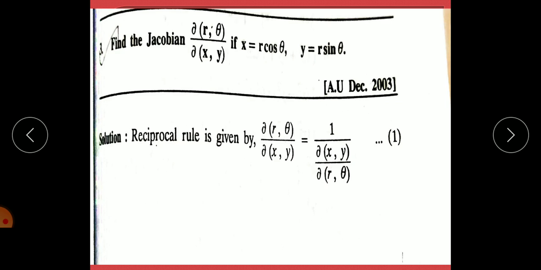Next, we move on to problems based on the properties and definition of Jacobian. Find the Jacobian dou of (r, theta) divided by dou of (x, y) if x equals r cos theta and y equals r sin theta. First we are going to use the reciprocal rule, which is 1 by that term. Usually, if x, then 1 by x is the reciprocal. Likewise, the given form is dou of (r, theta) divided by dou of (x, y), so by the reciprocal rule it is 1 divided by dou of (x, y) divided by dou of (r, theta). See here.